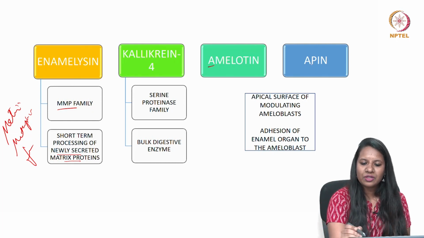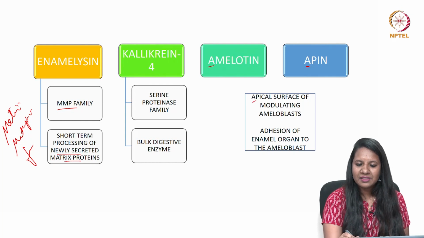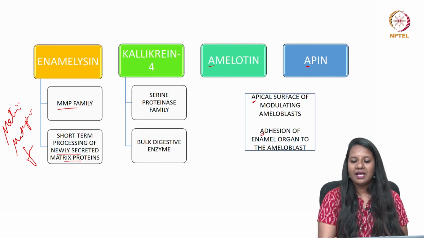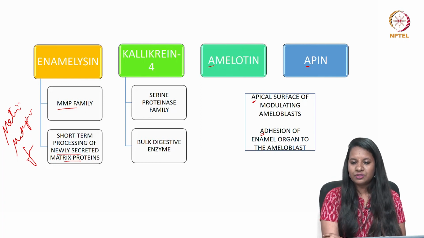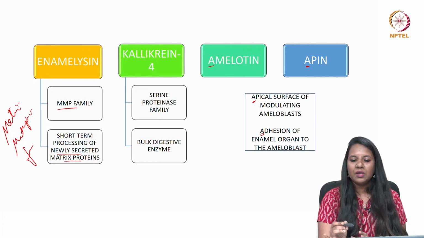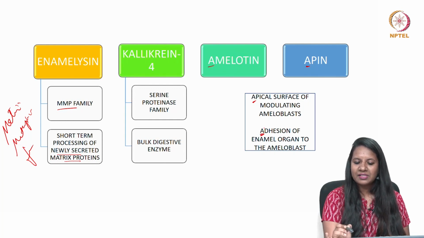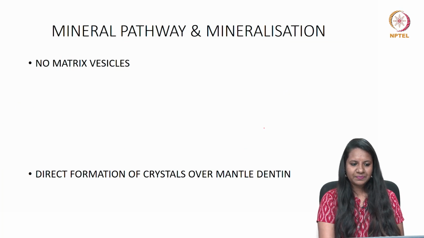Then comes amelotin and apin. As the name starts with A, it is present in the apical surface of modulating ameloblast, and hence it helps in the adhesion of the enamel organ to the ameloblast. So, everything starts with A, so it is easy to remember: amelotin, apin, which is present in the apical surface of modulating ameloblast, and it helps in the adhesion of the enamel organ to the ameloblast.